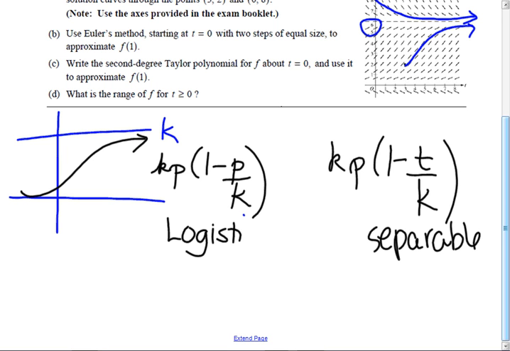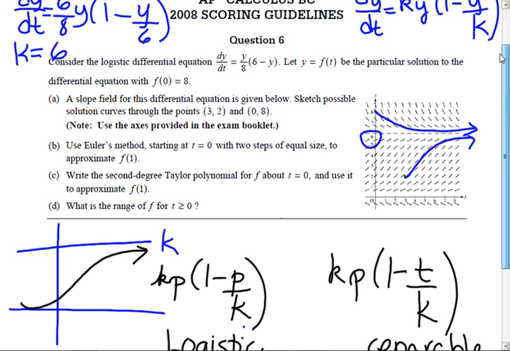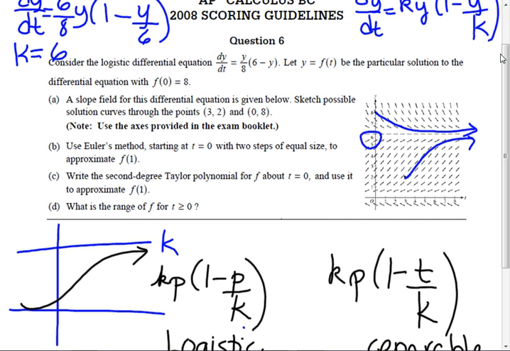Well, let's look at this one. This one's got a lot of good stuff on it. Notice they didn't ask us to solve it. They said use Euler's method. But let's do D first because that's the one I got wrong.